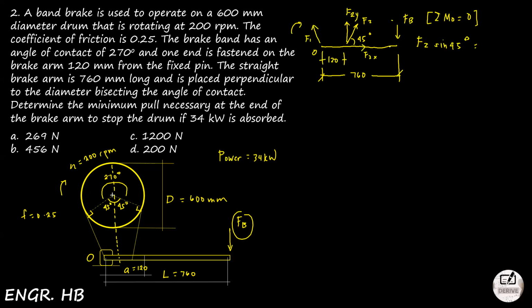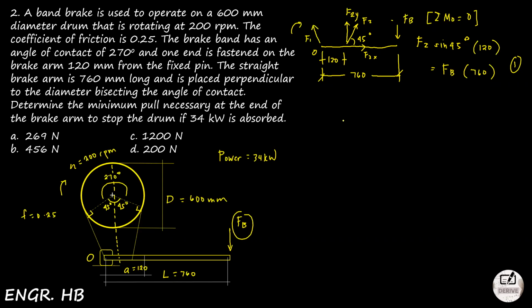And since dumaan ang line sa point O, kapag nag-summation of moment ka, wala nang moment ito. So matitira y and that will become F2 sine 45 degrees. Of course, multiplied by 120. Kasi 120 siya, papuntang O, is equal to FB times 760. So that will be our equation 1. Makukuha na sana natin yung FB kung may F2. Pero paano natin makukuha yung F2?